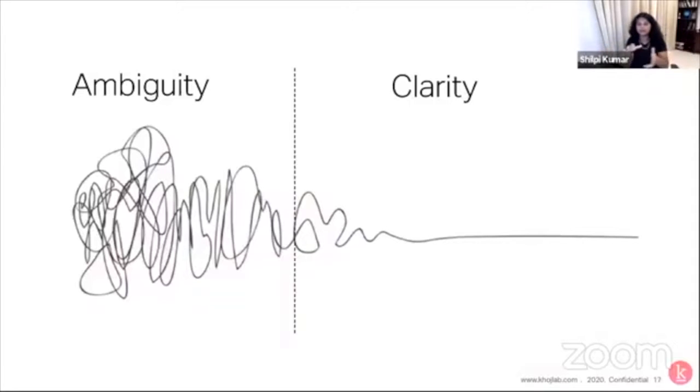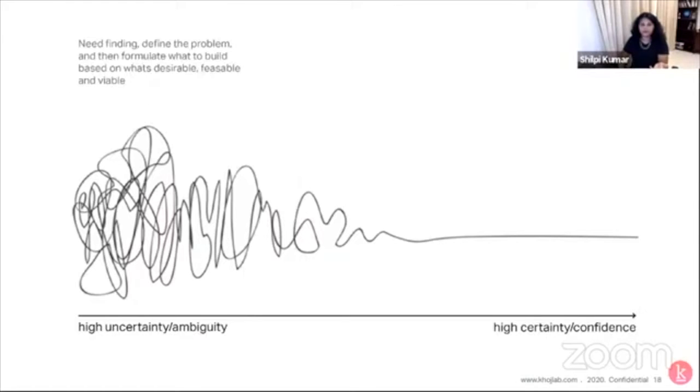So if you think of innovation as this squiggly line, where it starts from a high level of ambiguity to a high level of clarity and focus, as designers, we start and say, because we don't know a lot of things, we're going to define the need, define the problem, and then formulate what to build based on what's desirable, feasible, and viable. That's the premise of design thinking.